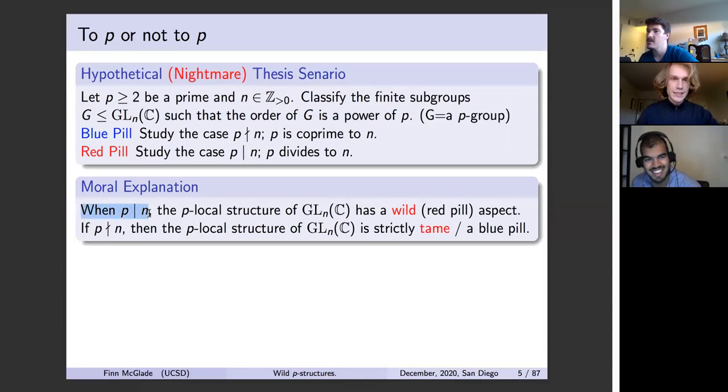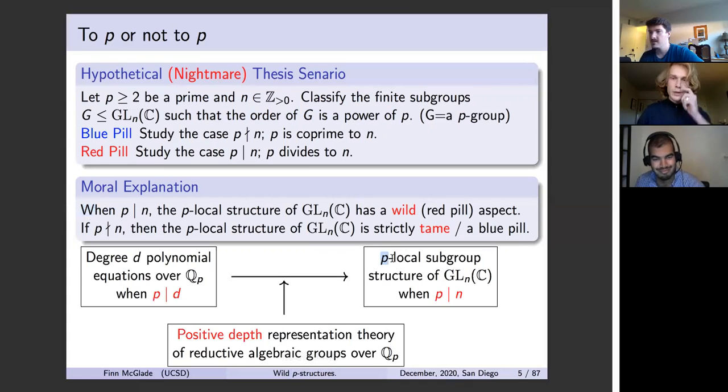When P divides n, we'd say that the P-local structure of a group like GL_n(C) has a wild or red pill aspect to it. Whereas if you study the case when P does not divide n, then the P-local structure of GL_n(C) is so-called strictly tame, or like a blue pill. What I've been describing here is meant to be represented by this box. It'd be called the P-local subgroup structure of something like GL_n(C) when P divides n.